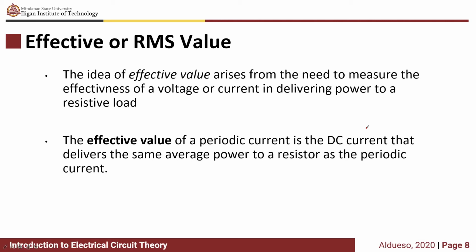Proceed to the effective or RMS value. The idea of effective value arises from the need to measure the effectiveness of a voltage or current in delivering power to a resistive load. The effective value of a periodic current is the DC current that delivers the same average power to a resistor as the periodic current.